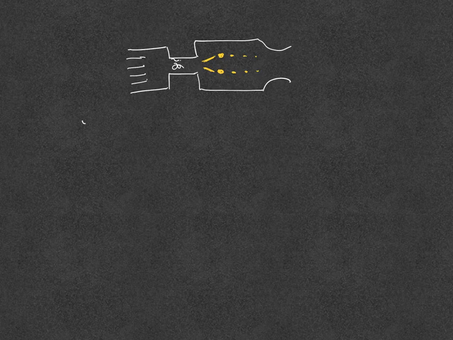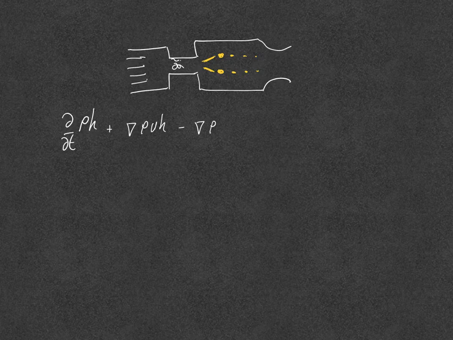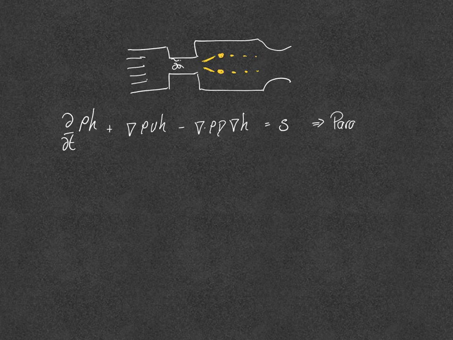Let me write it in terms of H. We have the unsteady term, then we have the convective term, then we have the diffusive term, and the source, which is actually creating the temperature, that you can think of as a sort of reaction. This equation is recognized to be a parabolic equation.